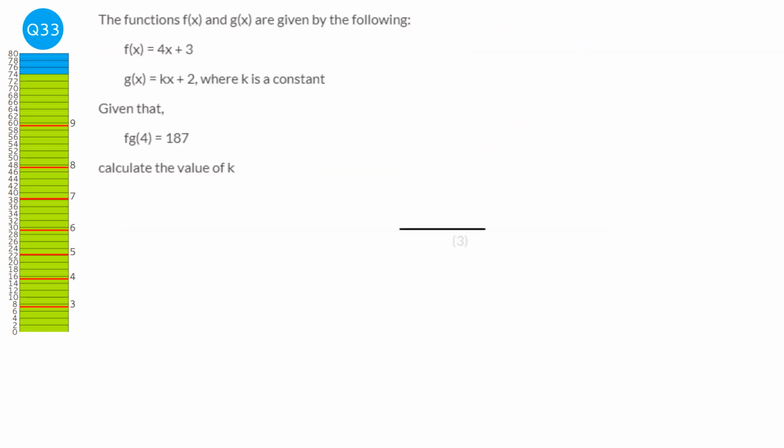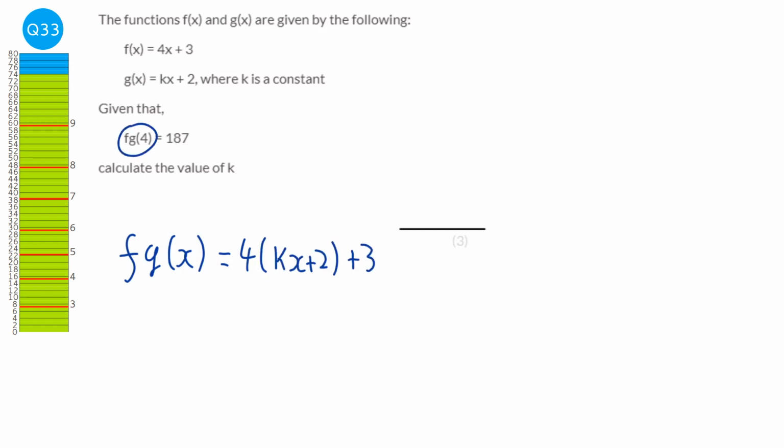We're going to first of all work out what the function fg of x is. And to do that, we're just going to feed in the value of g of x, the function kx plus 2. We're going to feed that in as the value of x in the f of x function. So instead of 4x, it'll be 4 lots of kx plus 2 and then plus 3. Now this says that fg, when 4 is put into it, gets an answer of 187.